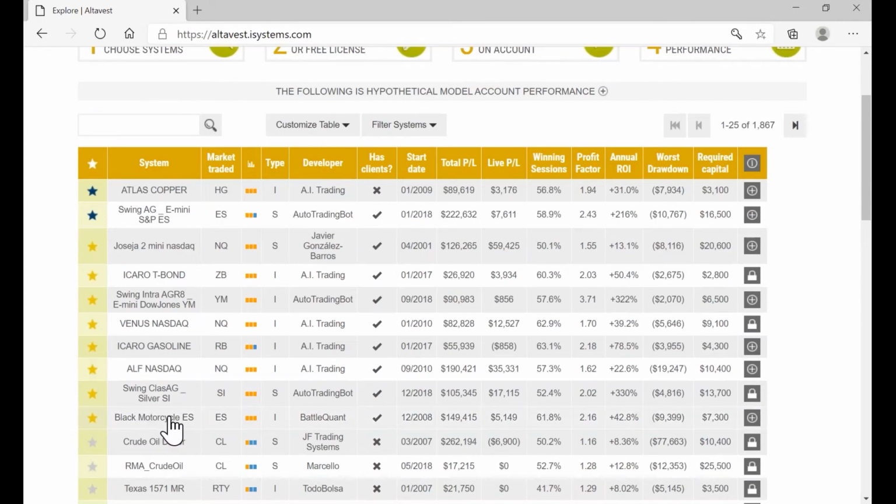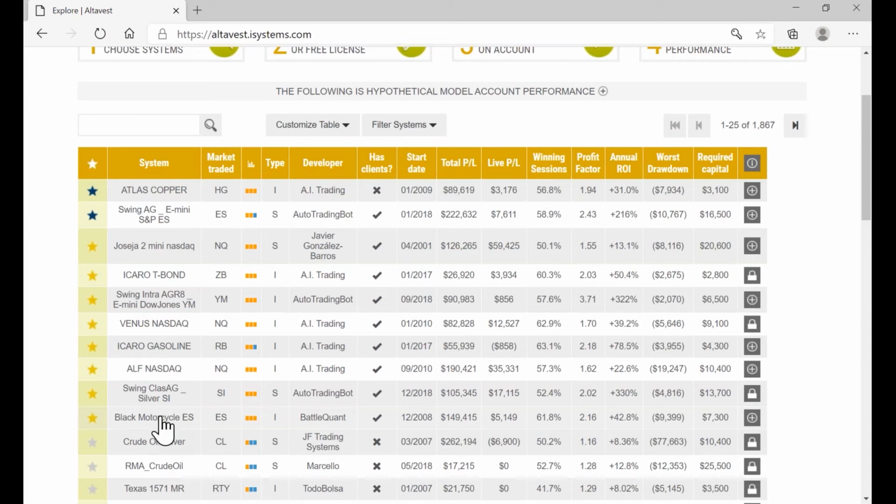Now, don't worry about the names. The developers come up with crazy names sometimes. But you can see here it started in 2008, total profit and loss, 149,000. Live profit and loss, 5,100. Winning sessions, 61%. The profit factor, annualized return on investment, 42%. The worst drawdown, $9,300, and required capital, $7,300.